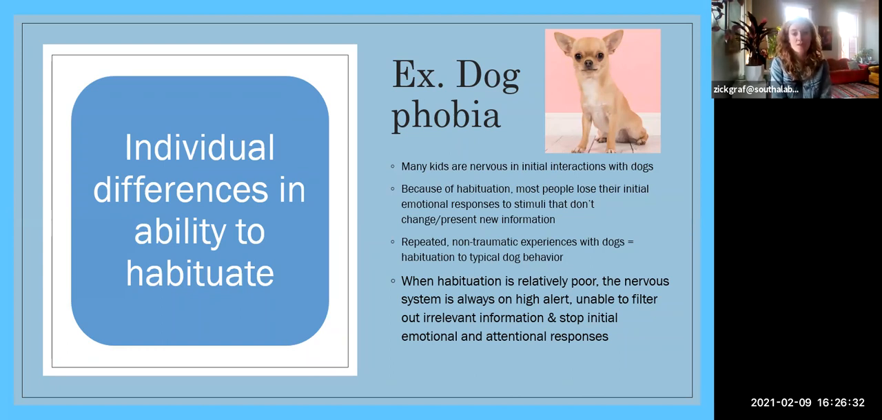But over time, after spending usually not that long around dogs, most people will lose their initial emotional responses to stimuli that don't present new information. Having continuous interaction with dogs basically teaches people to habituate to typical dog behavior. You learn the range of dog behavior that you can ignore, that signals safety, that means this dog isn't going to hurt me. When habituation is relatively poor, a child might not experience that habituation to dog behavior. They might not be able to learn what constitutes typical non-threatening dog behavior, and they might remain on high alert, anxious, and primed to have a fear response when they're around dogs. This can lead to more opportunities for pairings between the dog stimulus and a negative emotional response of fear.